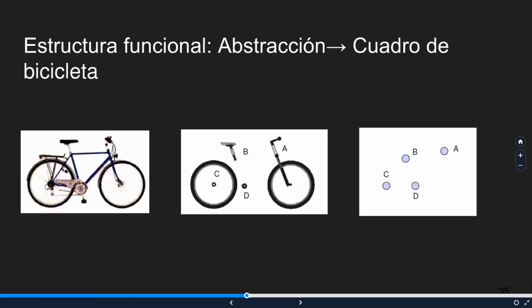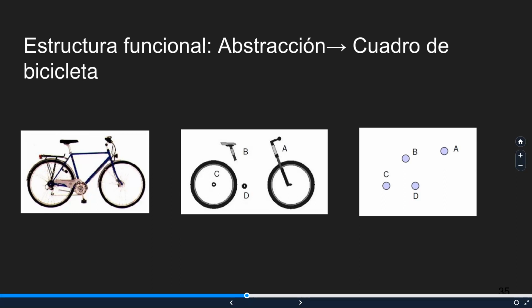So for example, with a bicycle, you see a frame, but all bicycle frames have the same functions. For example, A, well, that's the steering wheel. You need that to steer the bike to go right or left. You have B, which is the seat. You need something to support your weight and take you wherever you are going.